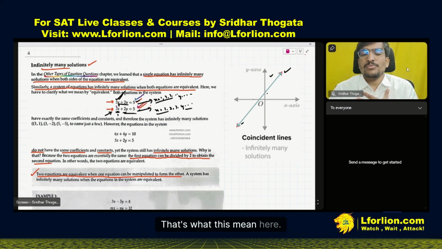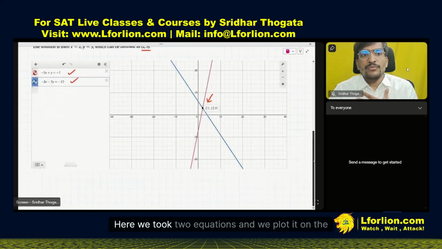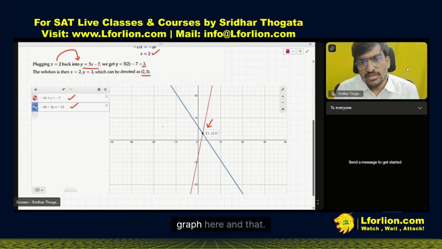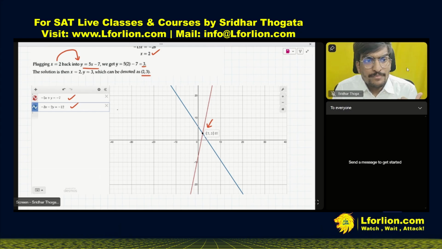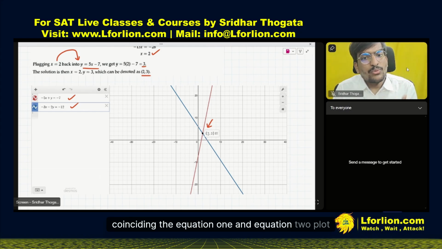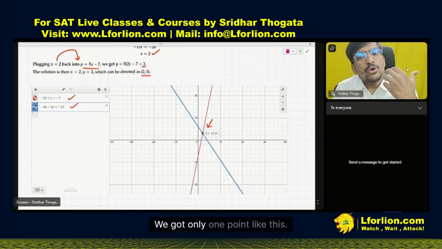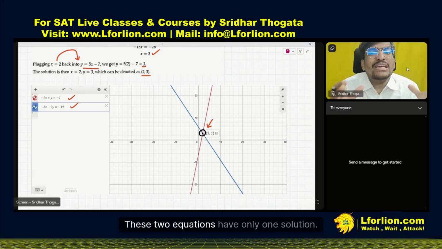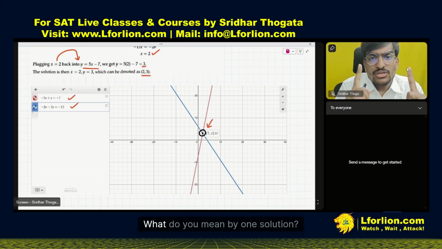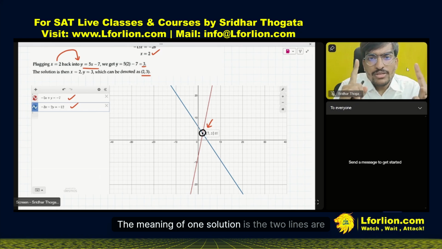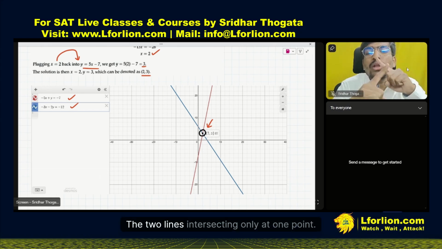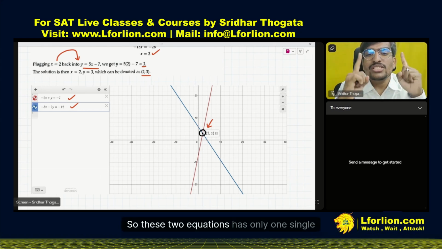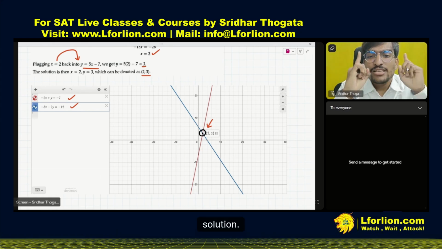That's what this means. Here we took two equations and plotted them on the graph, and the red line and the blue line are coinciding. For equation 1 and equation 2 plotted on the graph, we got only one point. These two equations have only one solution. What do you mean by one solution? The meaning of one solution is that the two lines are meeting at one point, intersecting at only one point. So these two equations have only one single solution.